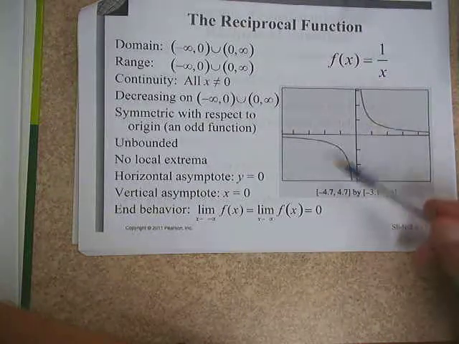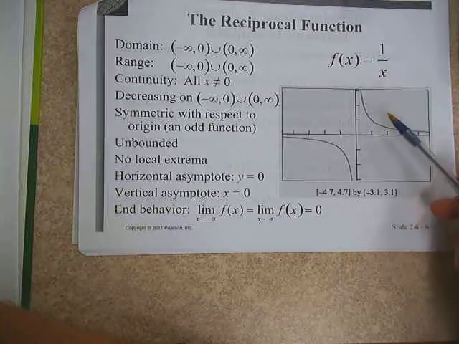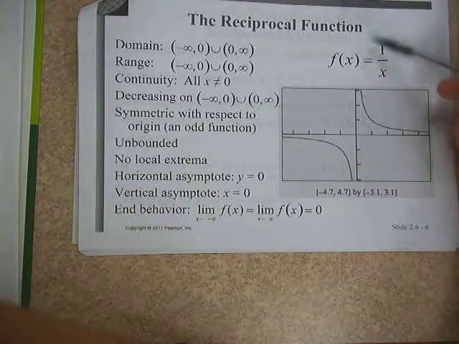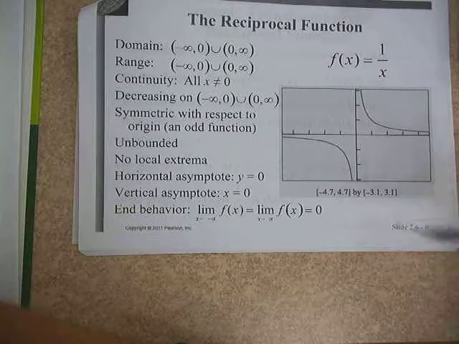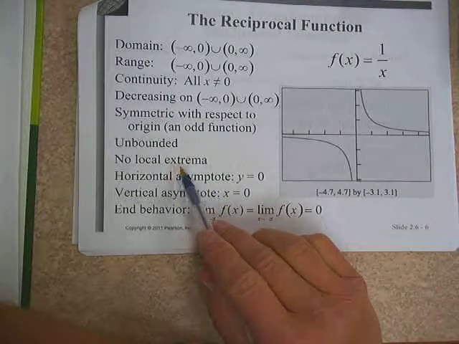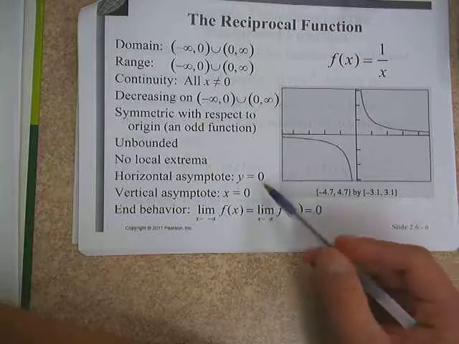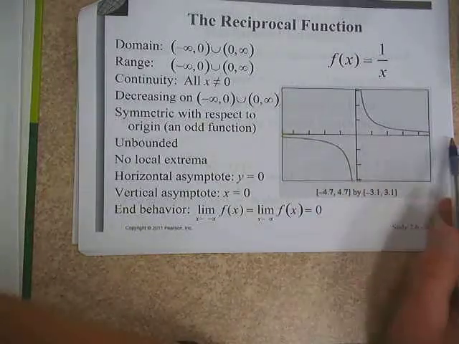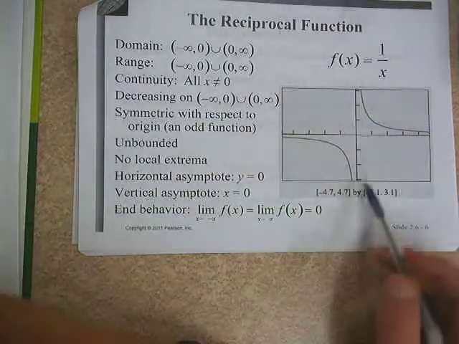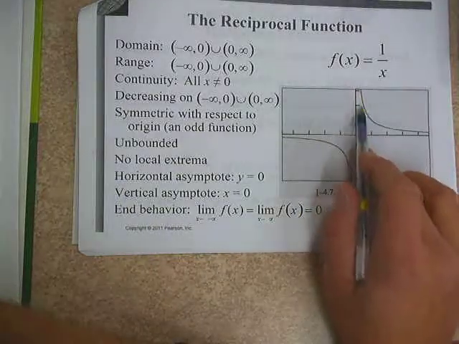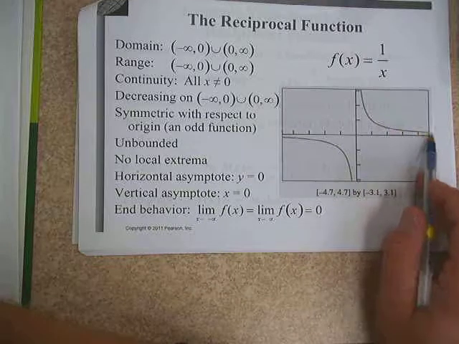Okay, it is an odd function. If we were to put a negative x in here, we'd have negative 1 over x, which would be the opposite. So it's an odd function. We can see by the symmetry here that it's odd. Also, it's symmetric about the origin. Okay. Unbounded, because this goes up forever and this goes down forever. Okay. No local extrema. There's no local maximums or minimums in this function. We do have a horizontal asymptote, of course, as we talked about. We also have a vertical asymptote that we mentioned.